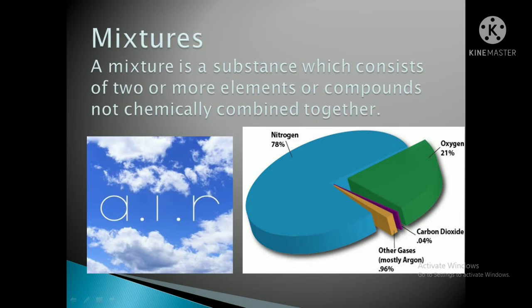And so from those elements, these mixtures consist of two or more elements together or compounds. Compounds also we have got, isn't it? We have discussed compounds, but they are not chemically combined together. Those are the mixtures. Mainly an example is air, isn't it?